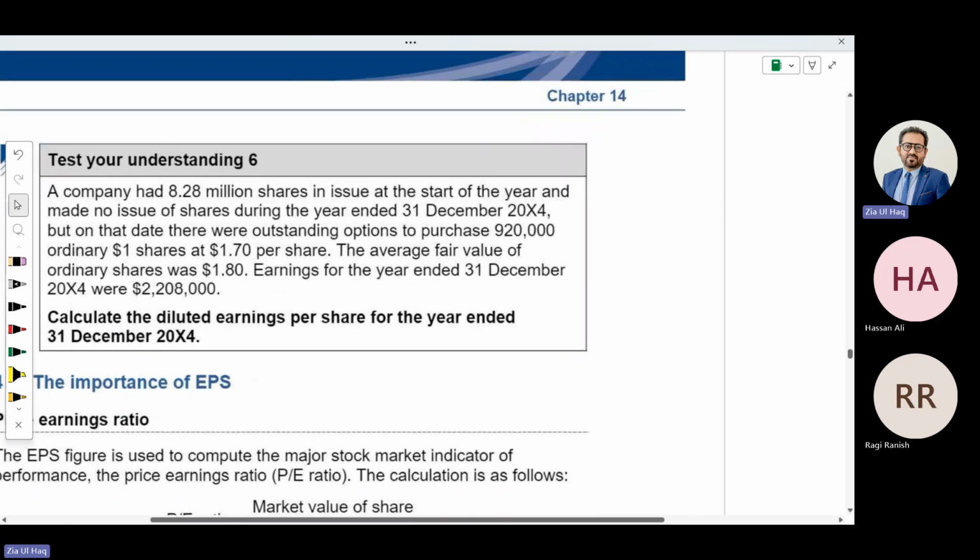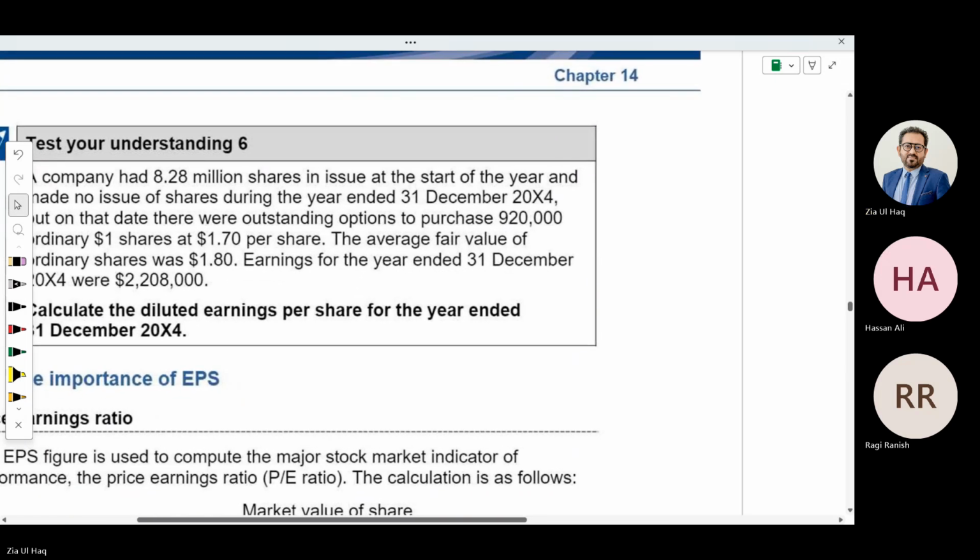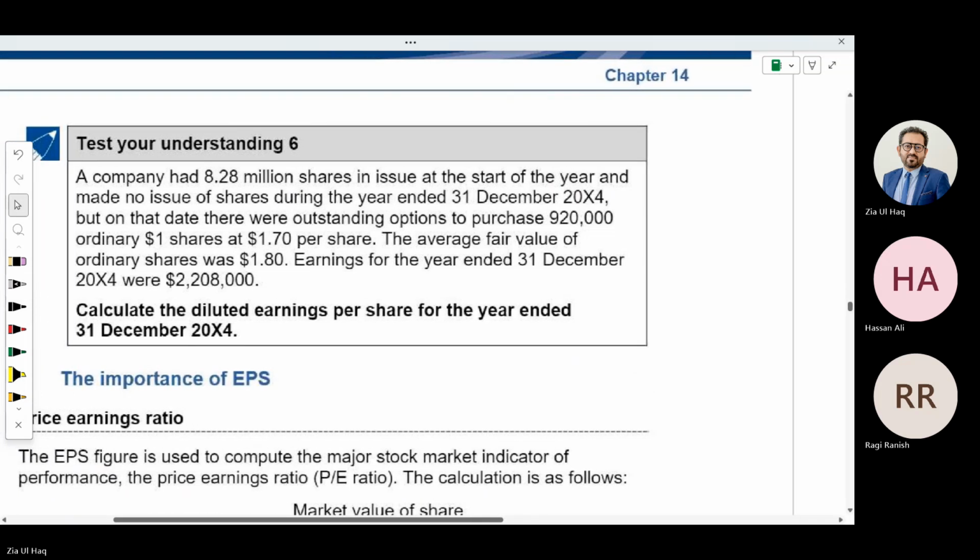Test your understanding 6. Good luck, everybody. Chapter almost finished. Just give me the answer for this. You need to calculate diluted EPS. Even you can calculate on a calculator.